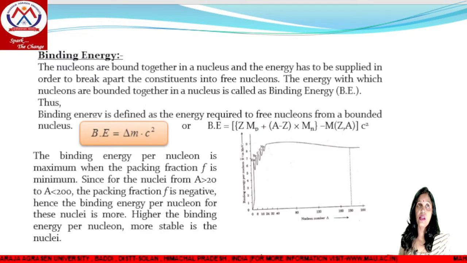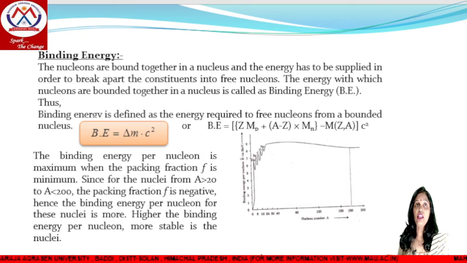Another term we will discuss is the binding energy. The nucleons are bound together in a nucleus and energy has to be supplied in order to break apart the constituents into free nucleons. The energy with which nucleons are bound together in a nucleus is called binding energy. Binding energy is defined as the energy required to free nucleons from a bound nucleus. It is given by delta M times C squared.